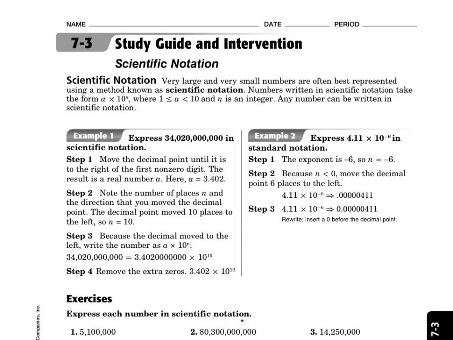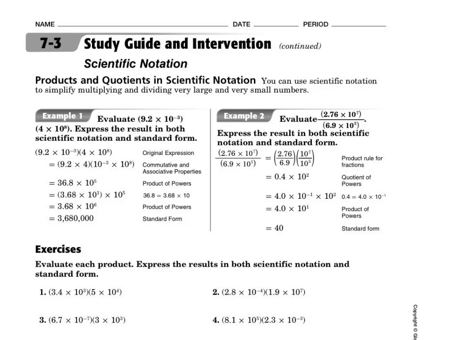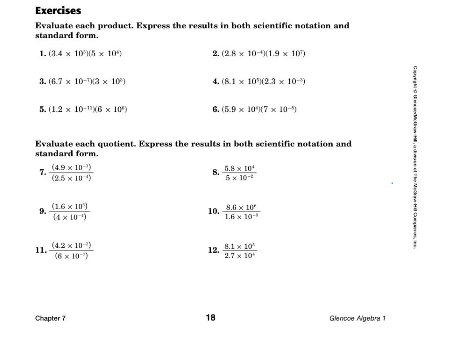I have attached some independent practice for you. So you will be expressing the numbers in scientific notation from standard form and then going from scientific notation to standard form. Let's go ahead and you will work on 1, 4, 7, 10, 13, 16, and 19. In order to practice multiplying and dividing numbers in scientific notation, let's do 2, 4, 6, 8, 10, and 12.